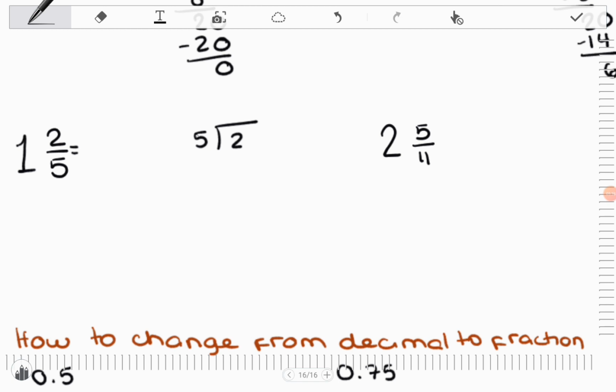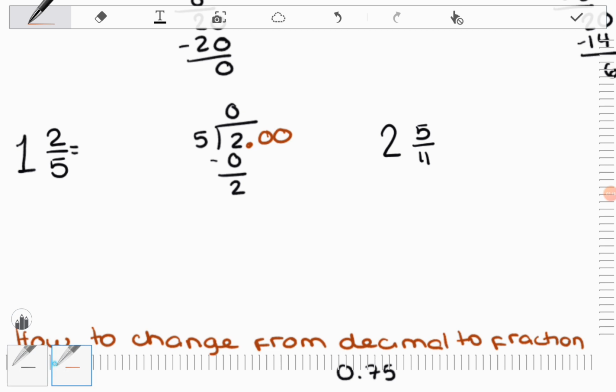So it's how many times does 5 fit in the 2? It fits 0 times. 0 times 5 is 0. I subtract and I got 2. Once again, I'm going to add the point and the 2 zeros. And now I can keep dividing.